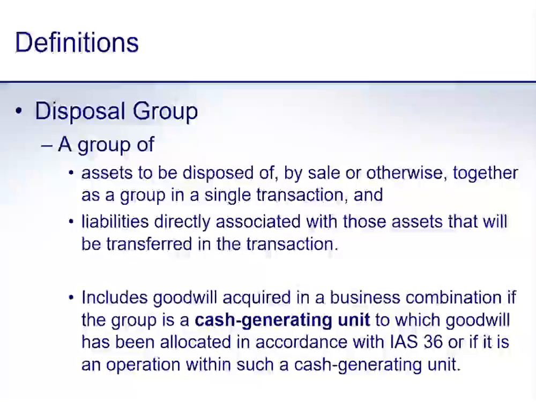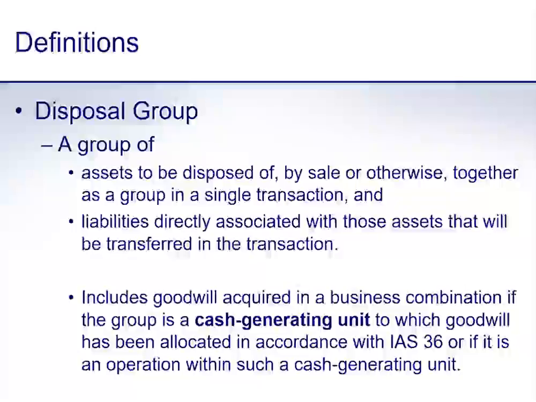Again, just to be clear about what's included in a disposal group, you'll include in that disposal group any goodwill that is acquired in a business combination if the group is a cash generating unit to which goodwill has been allocated.